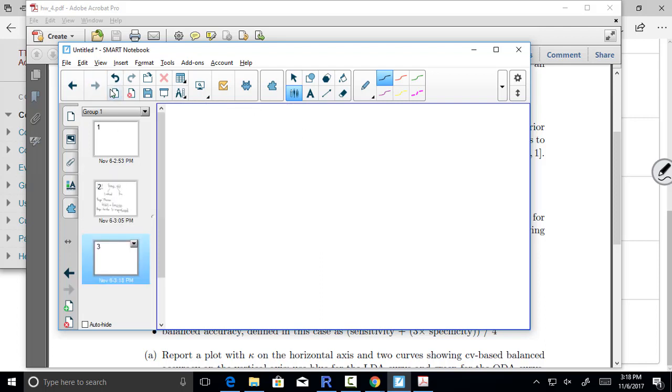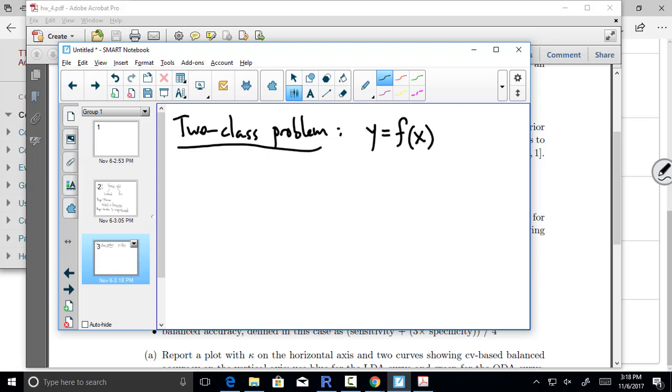So, for example, in the 2-class problem, like the Hall of Fame data, you're either in the Hall of Fame or not. We're going to model Hall of Fame as a function of our input variables. And we're going to classify y hat as whichever class has the highest posterior probability.